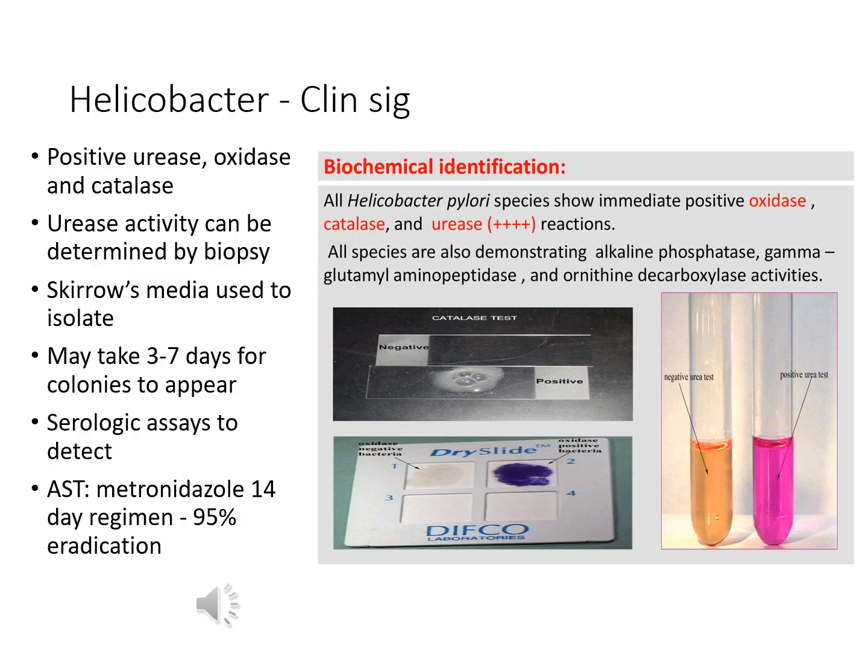Back to Helicobacter. Again, they are urease, oxidase, and catalase positive. The urease activity is typically determined by that biopsy that we talked about earlier. You could use a Skirrow media to isolate Helicobacter if needed, but it's not typically identified through a traditional culture method. But if you did do a traditional culture method, it could take up to 7 days for the colonies to actually appear and grow. So again, that's usually why they will do a serologic test or a biopsy for these samples. Treatment would be metronidazole with a 14-day regimen, and then that will generally take care of it.